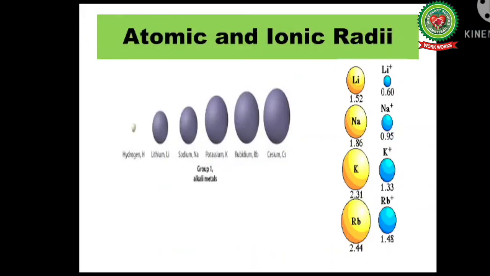Alkali metals have the largest atomic size, or we can say atomic radii, in their respective period. And when we move down the group, atomic size, or atomic radii, increases. You can see here, when we are moving down the group, the atomic radii is increasing. Why? Because when we move down the group, the number of shells increases.